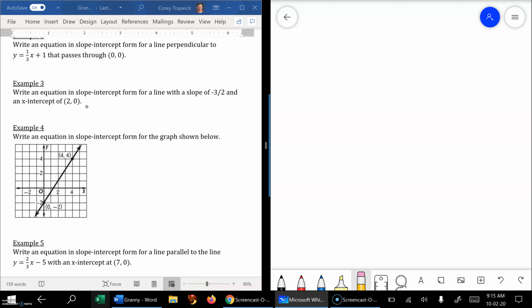and then we're going to look at number 4. Write an equation. Robert, hand me that cup of coffee. Robert's my assistant. Thank you.